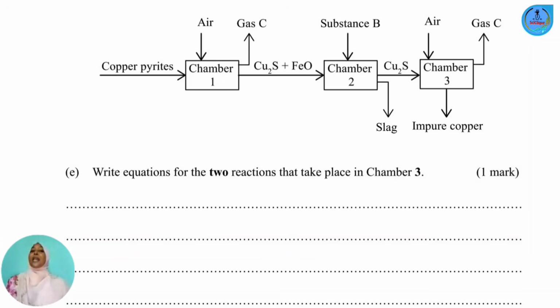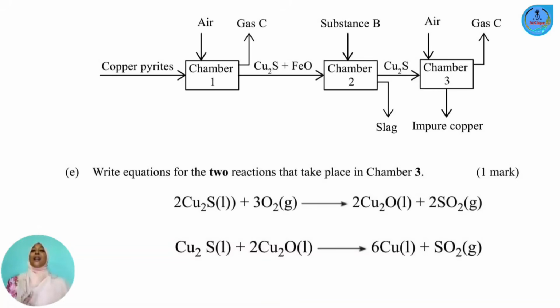Part E, write equations for the 2 reactions that take place in chamber 3. Do you remember this? We talked about 2 reactions happening in chamber 3. In the first reaction, we had copper 1 sulfide reacting with oxygen to form copper 1 oxide and sulfur 4 oxide, okay? Now, in the second reaction, we had the remaining copper 1 sulfide, not all of it reacted with oxygen. So the remaining copper 1 sulfide reacting with copper 1 oxide, the one that was formed, to form copper and sulfur 4 oxide.